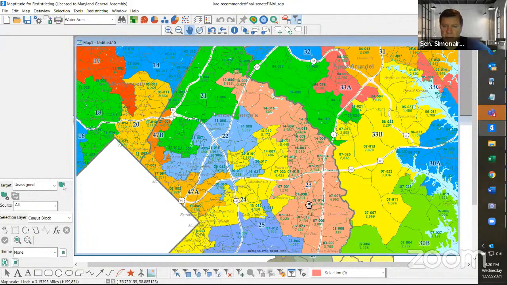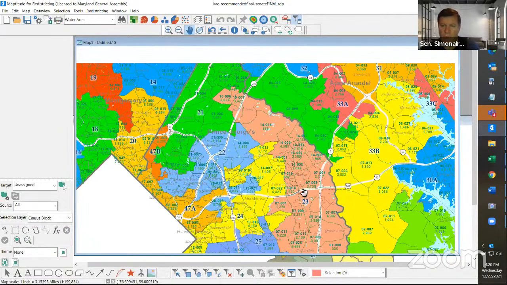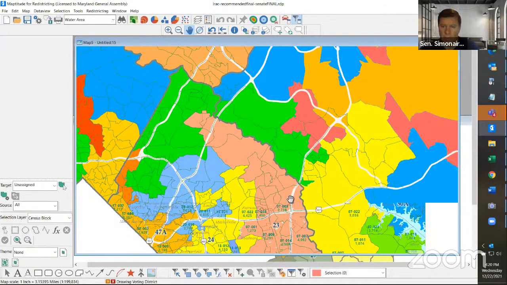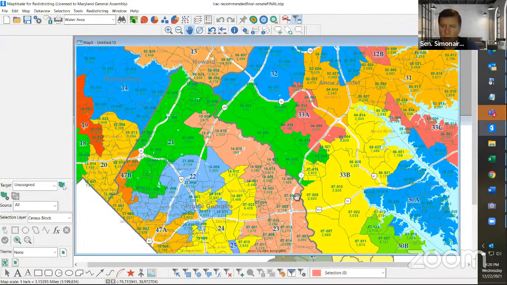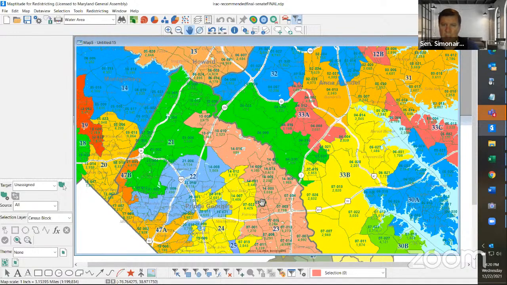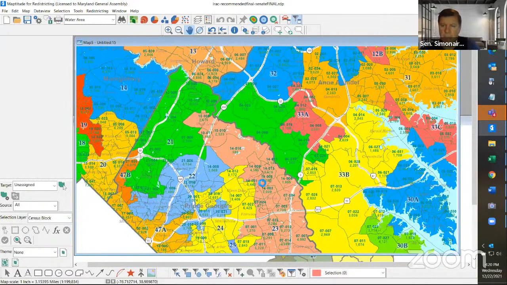I don't know if this is a question for the chairman. Why would Prince George's come more into the county and have over deviation when within our county we had one of the lowest underpopulated districts? Why not give population to that one instead of bringing another county further into our county?